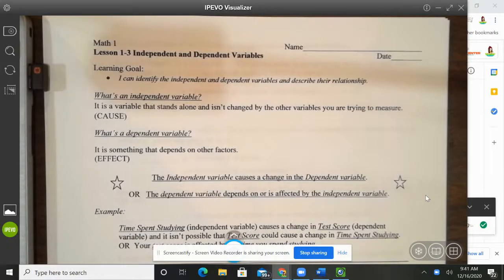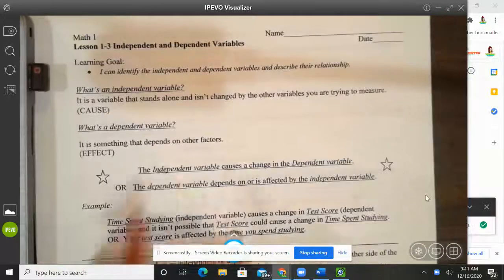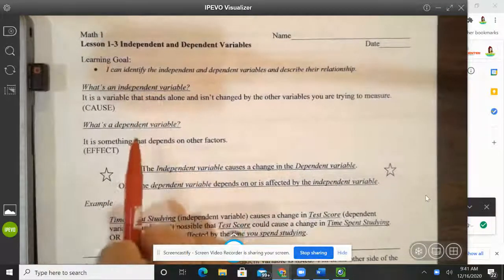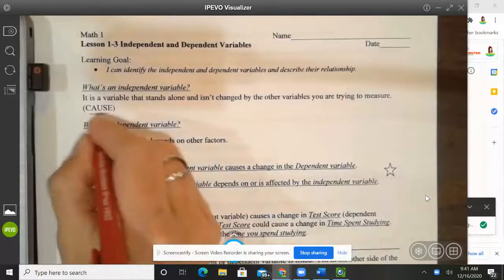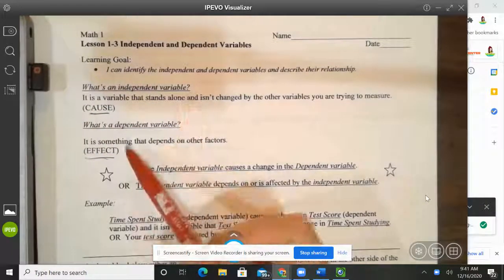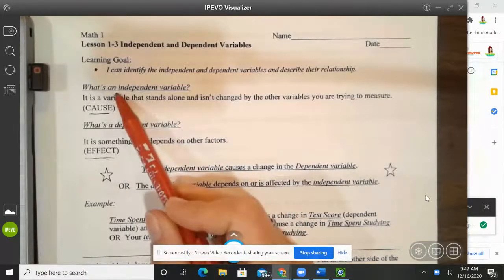Okay, students. So this week we're going to talk about the independent and dependent variables. A lot of it is going to be analyzing what's just with words, not actual math. So let's start by figuring out what's the independent variable, what's the dependent variable. Look at this. This is the cause and this is the effect. So the dependent variable depends on the independent variable.